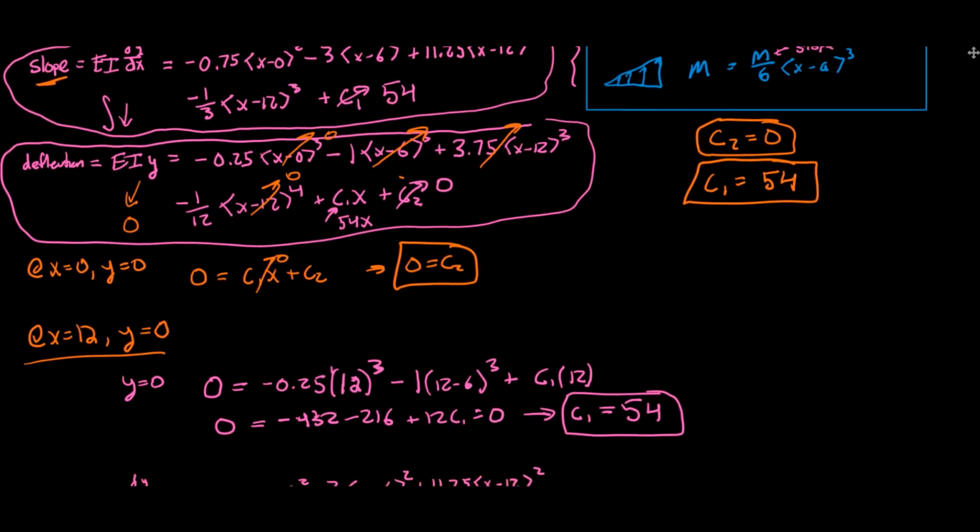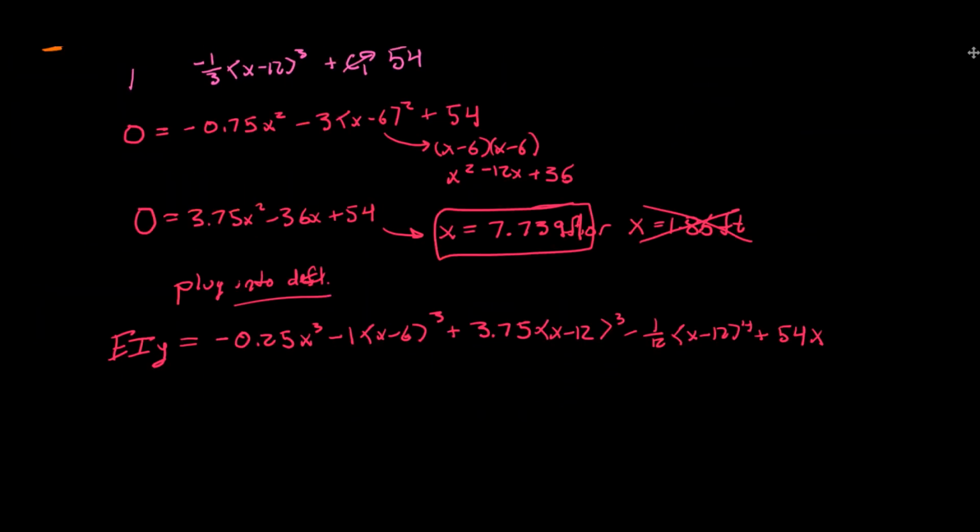So I plug that x value into the deflection equation. Okay, so this is what my deflection equation ended up being. Now I need to plug in the 7.739 into this, but I can forget about anything where the 7.739 is less than a. So this is going to go away, and these two are going to go away as well. I only need to plug in the rest of the x's.